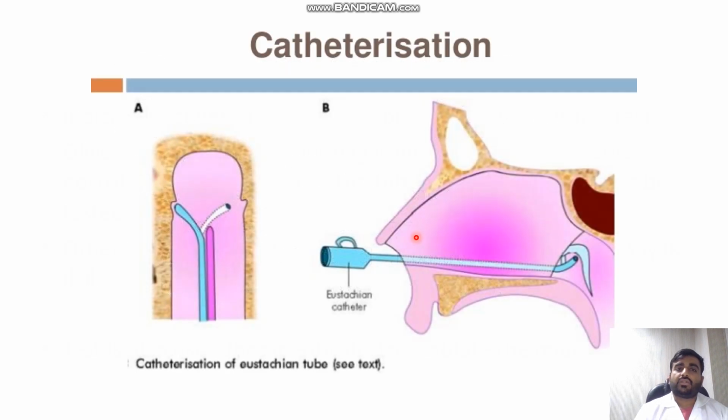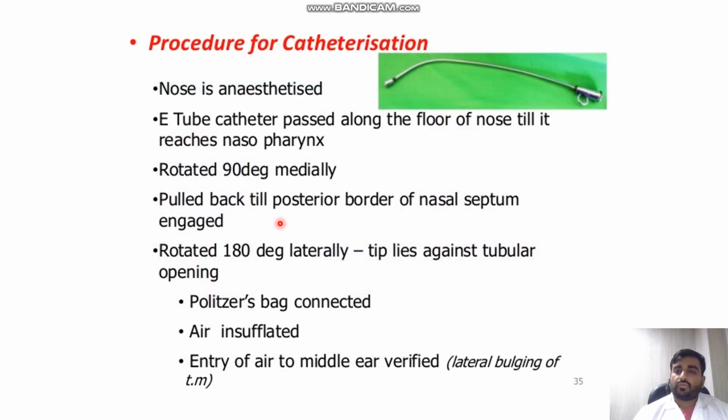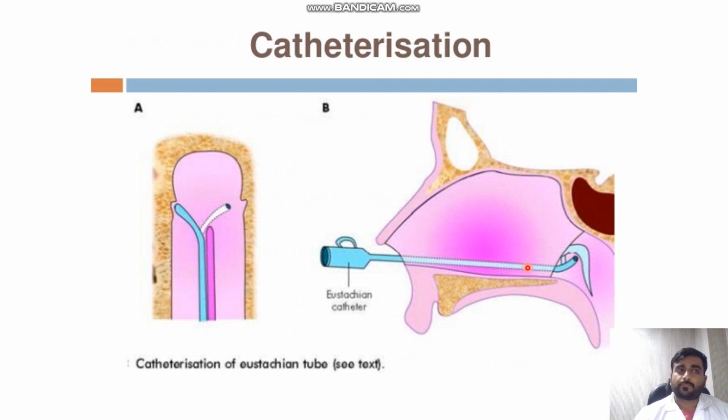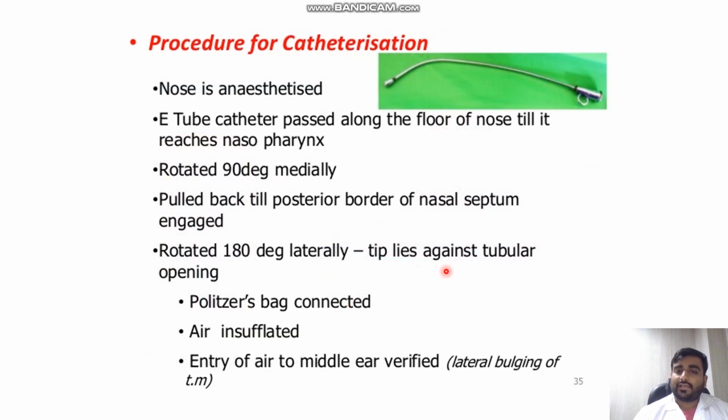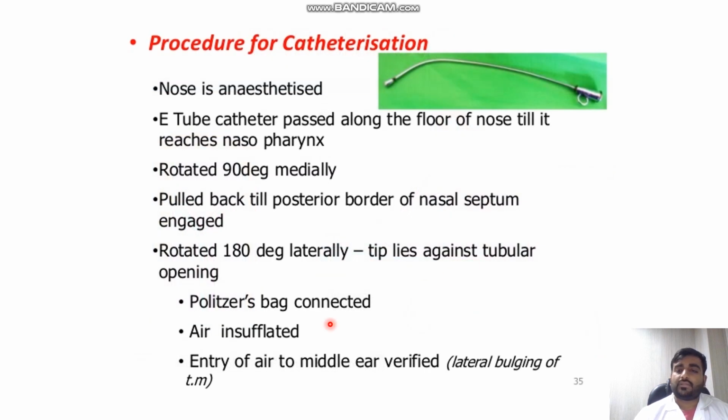Now the eustachian tube catheterization test is the same, using positive pressure in the nasopharynx. Before this procedure, the nose is anesthetized. The eustachian tube catheter is passed along the floor of the nose, then rotated 90 degrees medially at the end of the septum. Then it is rotated 180 degrees laterally, so the tip of the catheter lies against the pharyngeal opening of the eustachian tube, and the Politzer bag is connected and air is insufflated. So entry of air into the middle ear is verified by this test.